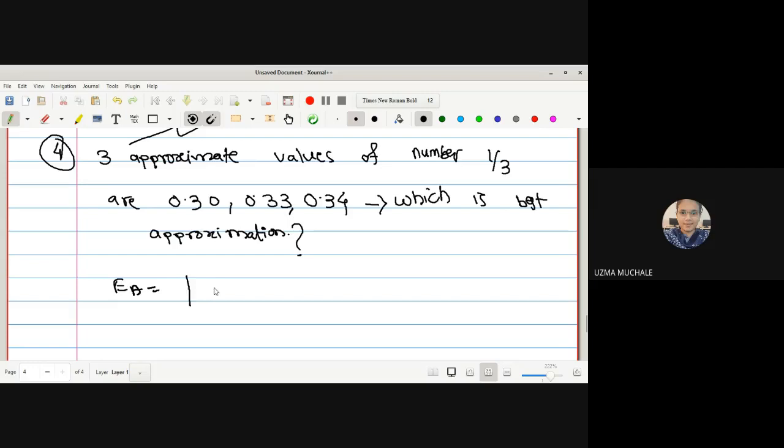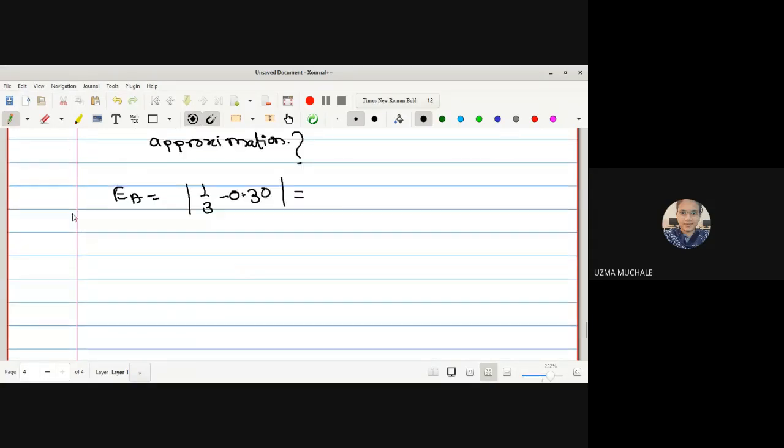It will be nothing but 1 by 3 minus 0.30. Similarly, we will find out the absolute error for the next number, 1 by 3 minus 0.33, and then 1 by 3 minus 0.34. Okay. Can you tell me the numbers? Calculate it and tell me.